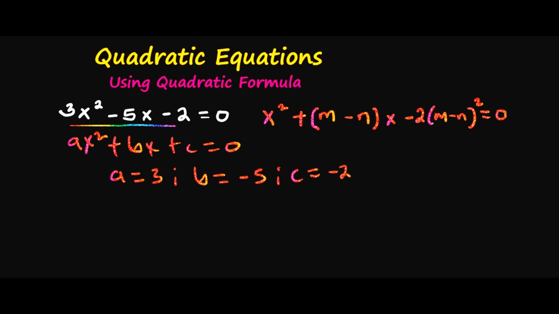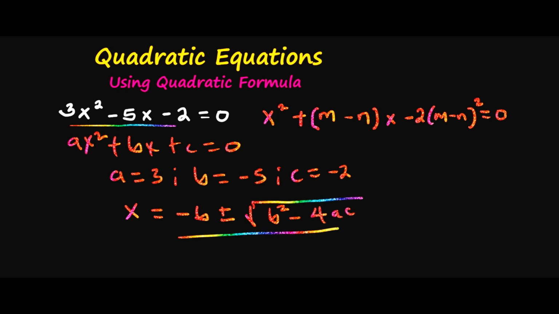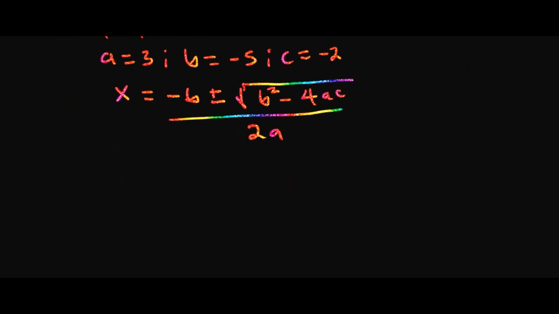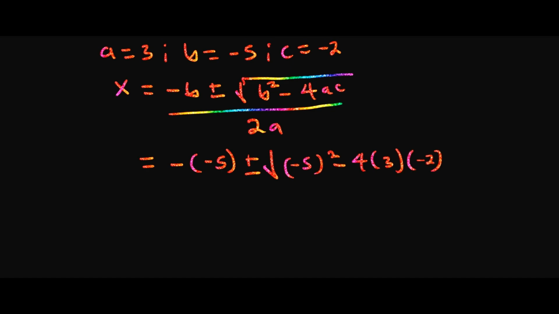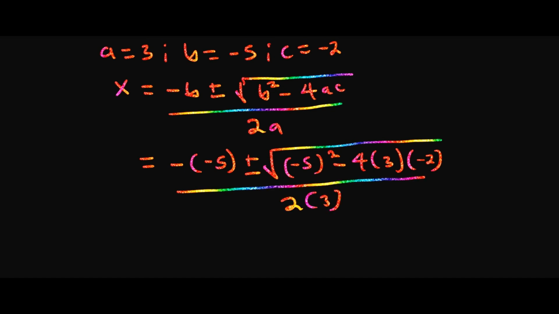So the next thing is to write the quadratic formula, which is given by -b ± the root of b² - 4ac over 2a. So the next thing is just to substitute the values of a, b, and c in the quadratic formula. So we have -b, which is -(-5), ± the root of (-5)² - 4 times a, which is 3, times c, which is -2, and this is over 2a, and a is 3, so that is 2 times 3.